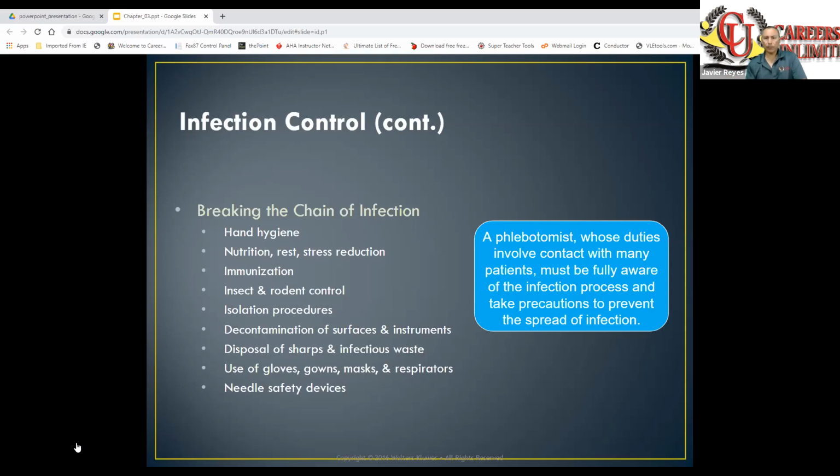Follow all isolation procedures. Okay, so when a person is on isolation precautions, you're going to see a sign on the door that is going to tell you what kind of PPE you're going to wear. It may say contact, it may say airborne, it may say droplet. All right, so make sure you understand what those are.